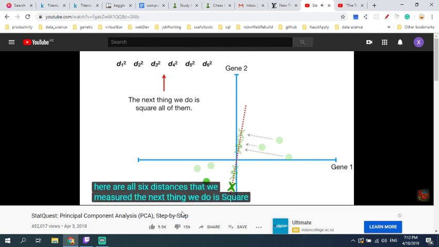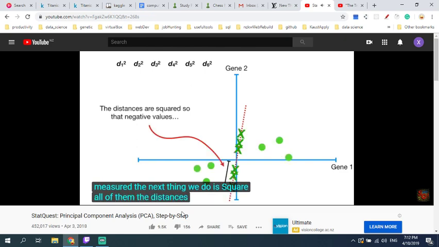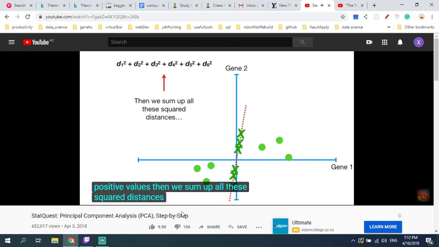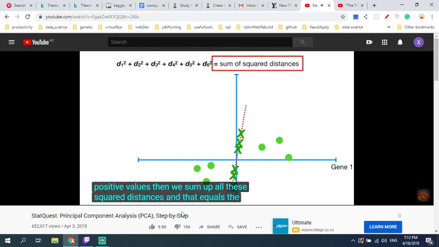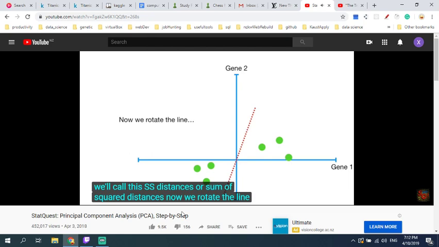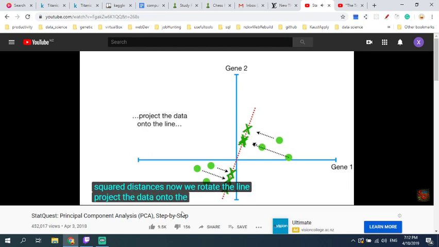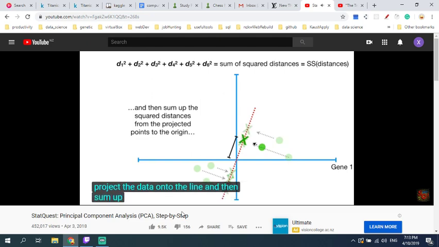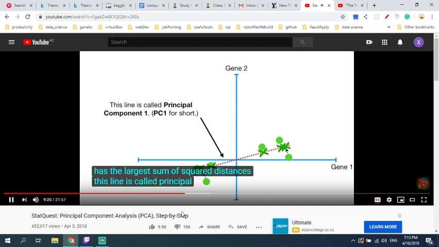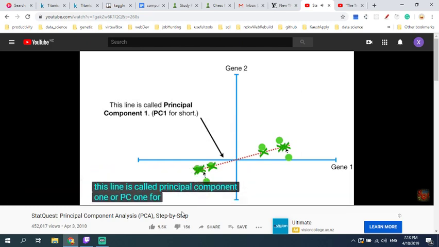The next thing we do is square all of them. The distances are squared so that negative values don't cancel out positive values. Then we sum up all these squared distances. And that equals the sum of the squared distances. For short, we'll call this SS distances, or sum of squared distances. Now we rotate the line, project the data onto the line, and then sum up the squared distances, and ultimately, we end up with this line. This line is called Principal Component 1, or PC1 for short.